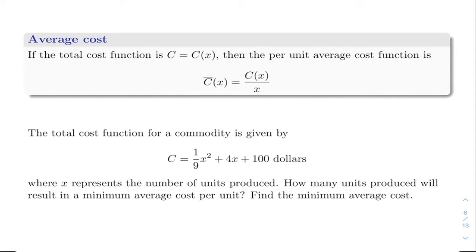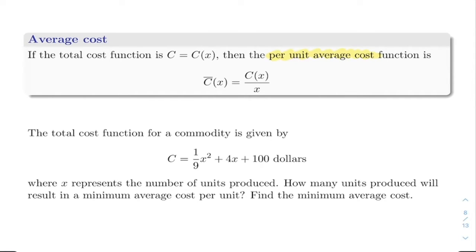Let's do another example that involves the average cost. So if the total function is c of x, then the per unit average cost is given by the cost function divided by the number of units, x. So let's see an example of this.